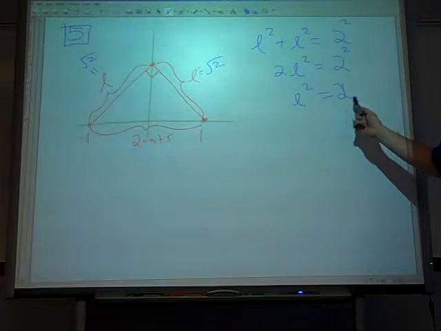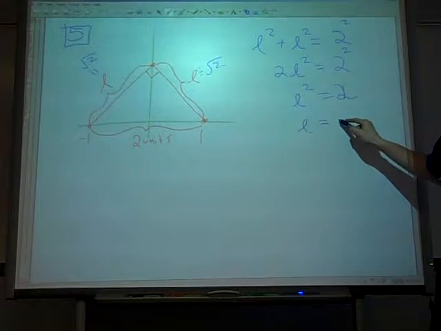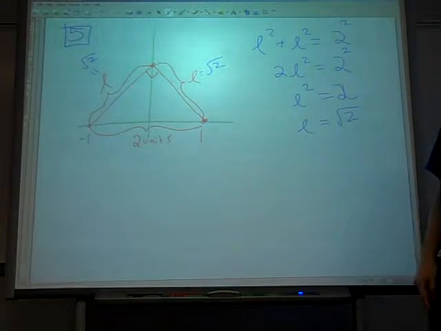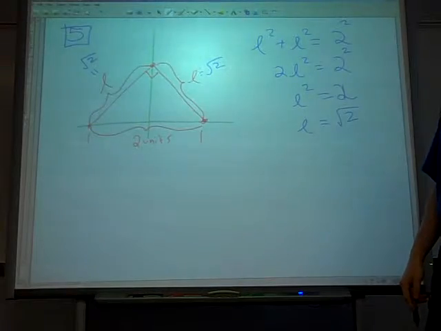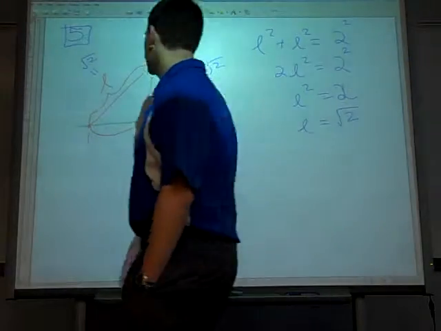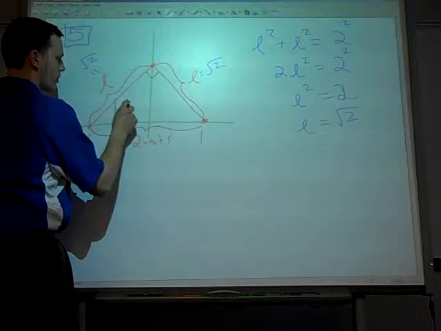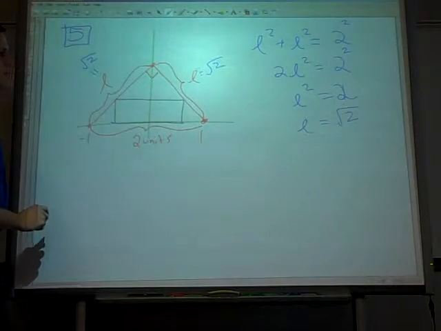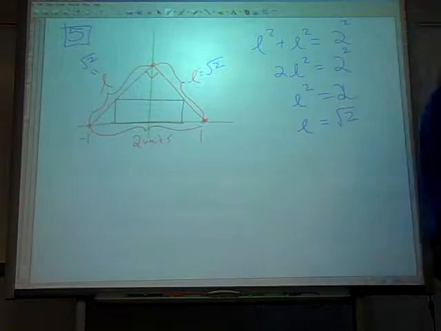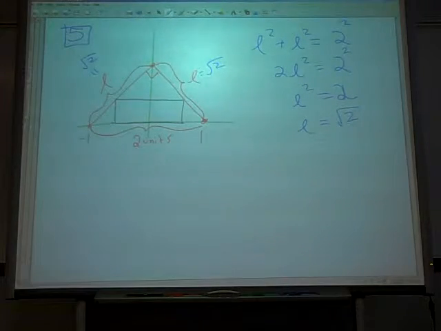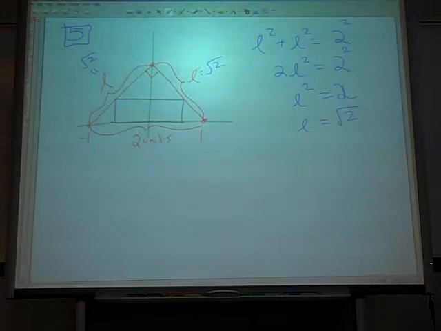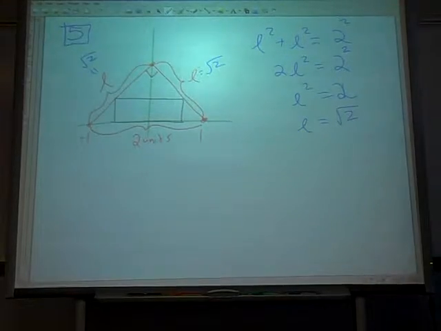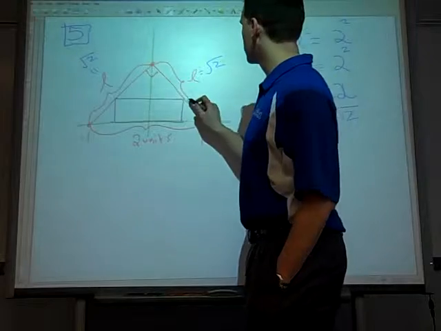Let's do this problem. So L squared equals 2, which means L equals the square root of 2. So that's just basic facts. Now we're going to take a rectangle. And what are we trying to do? We're trying to optimize the area. So we want to come up with the equation of this line.